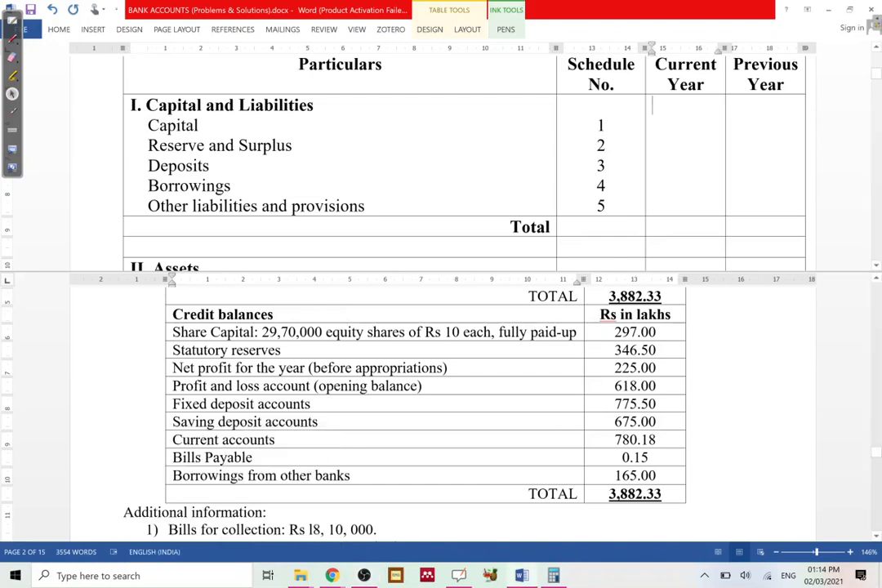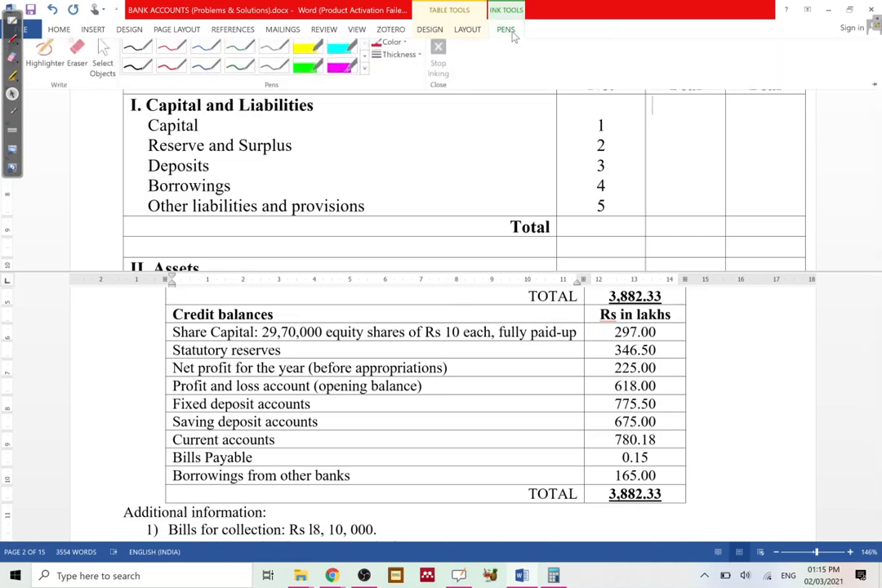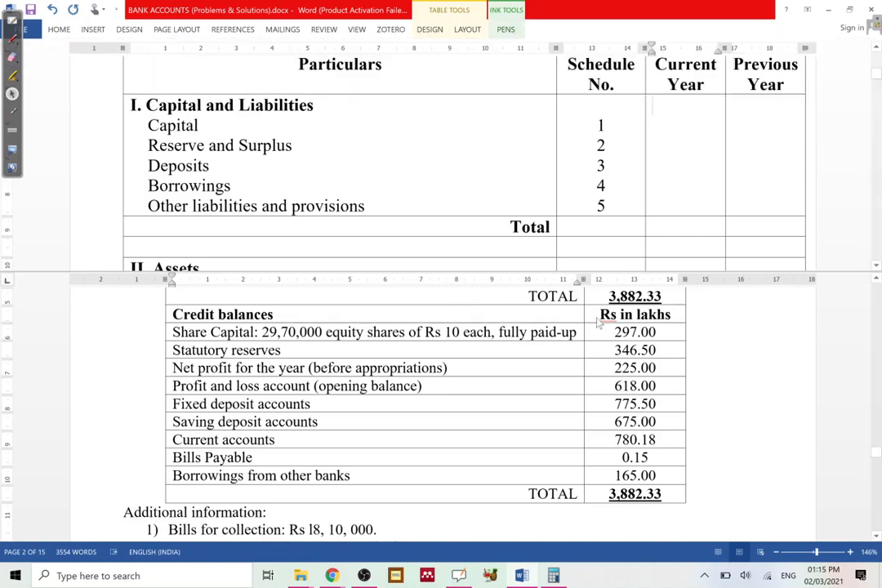So credit balances which are provided to us will fall under either one of these categories that are given under capital and liabilities. First of all, you have share capital that is given. Clearly it goes under schedule 1, that is your capital. Alright, this one is the easiest. So you have to identify these different items and what different schedules they are going to go under.